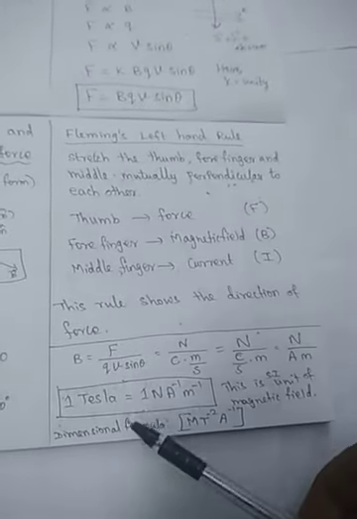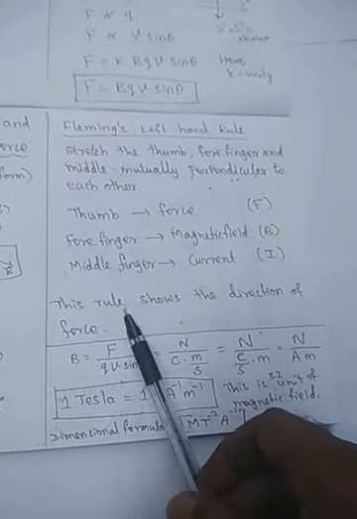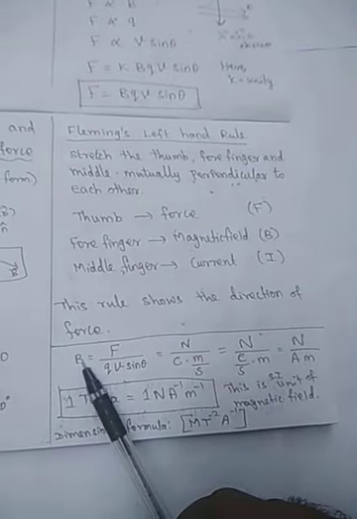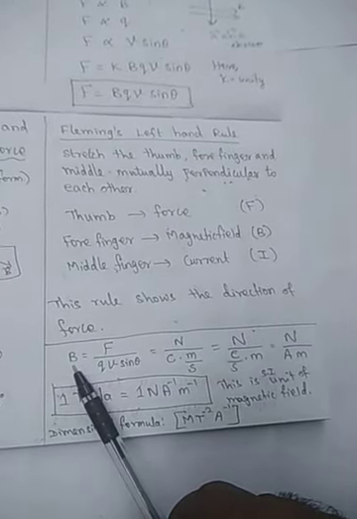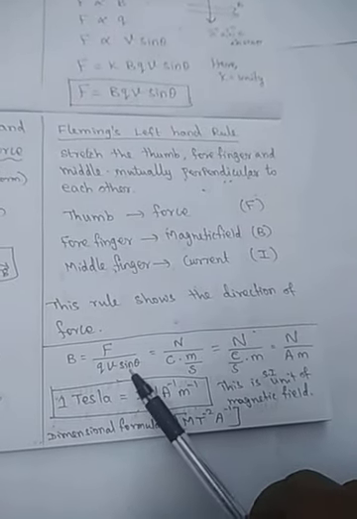So what is the magnetic field? We can define the magnetic field. Fleming's left hand rule shows the direction of the force. We can also define the magnetic field with the help of the magnetic Lorentz force, so B is F by QV sin theta.